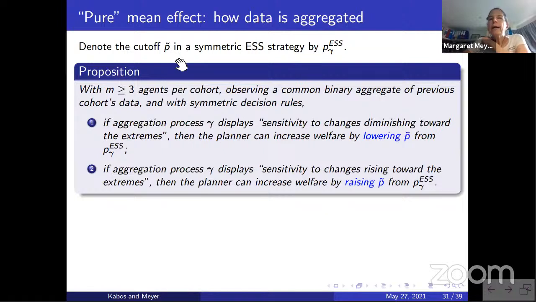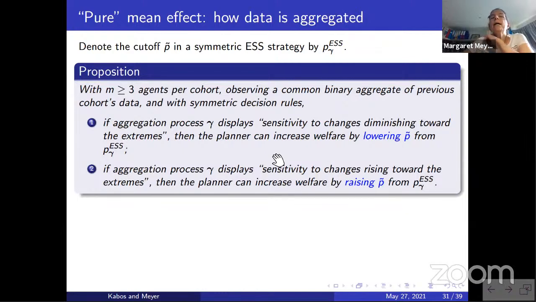Okay, and denote the cutoff P tilde in a symmetric ESS strategy by P sub gamma ESS, because it depends on the aggregation process. And the result is as follows. If the aggregation process displays sensitivity to changes that diminishes toward the extremes, then the planner can increase welfare by lowering the cutoff from the equilibrium value. And if the aggregation process displays sensitivity to changes that rises towards the extremes, then the planner can increase welfare by raising the cutoff from the equilibrium value. So the optimal welfare improving adjustment can go either way, depending on what type of aggregation process we have.